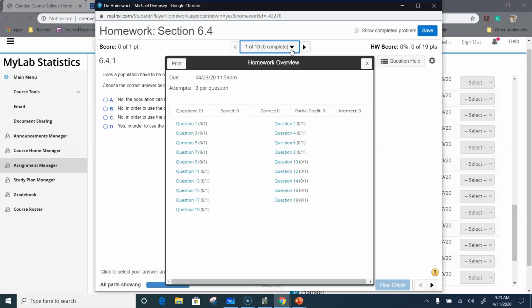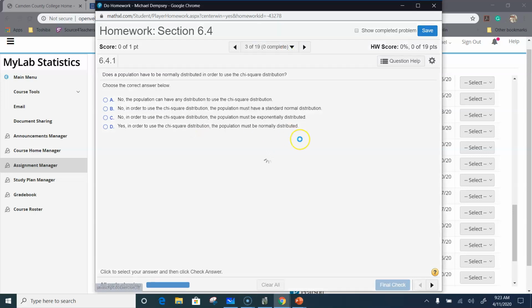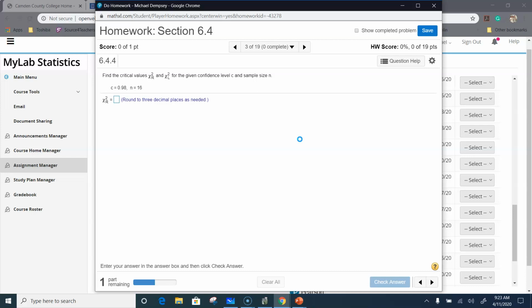Okay, so I want to look at a few of the homework problems from 6.4, our chi-squared distribution. The first one here, we want to find the chi-squared left and chi-squared right, these critical values for the particular sample size that they give.